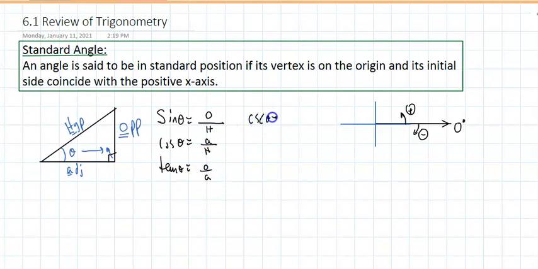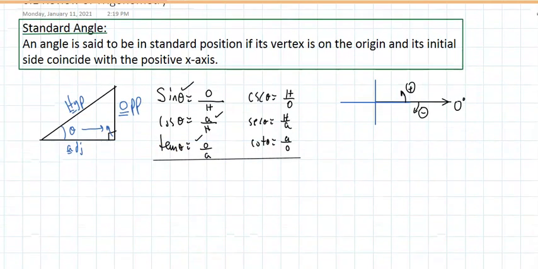Cosecant of theta is the reciprocal of sine. It's really the hypotenuse over the opposite. Secant of theta is the reciprocal of the cosine. It's the hypotenuse over the adjacent. And cotangent of theta is the reciprocal of the tangent. Also, actually, I'll get to it when I get there. So for now, this is what we have.